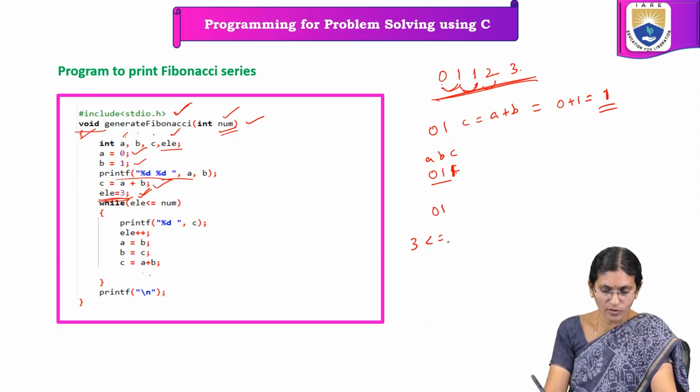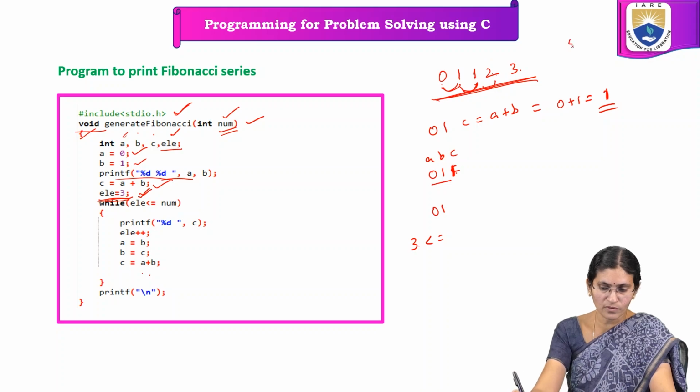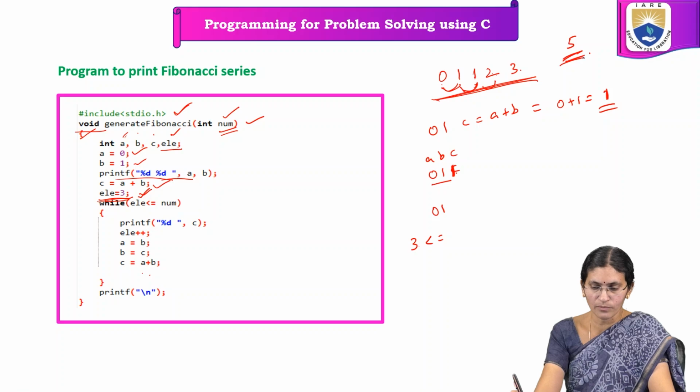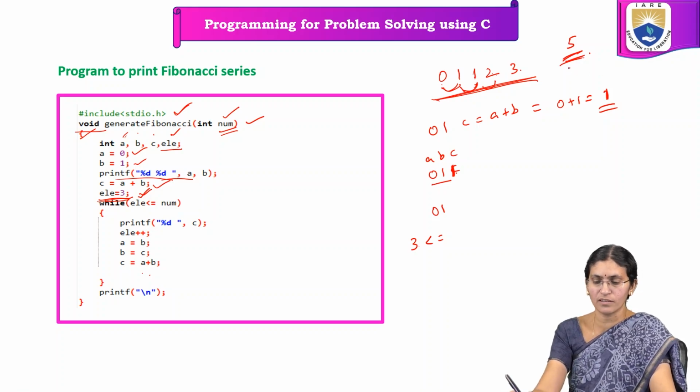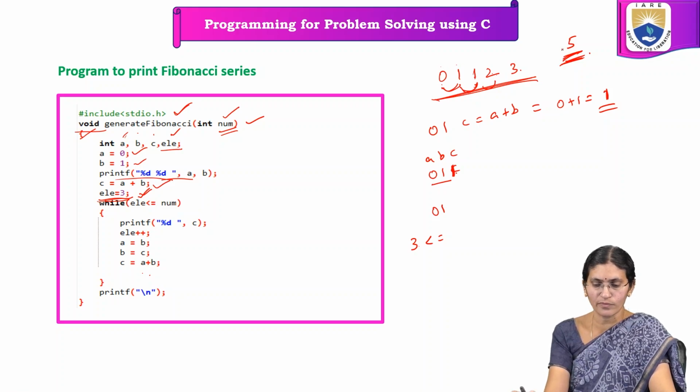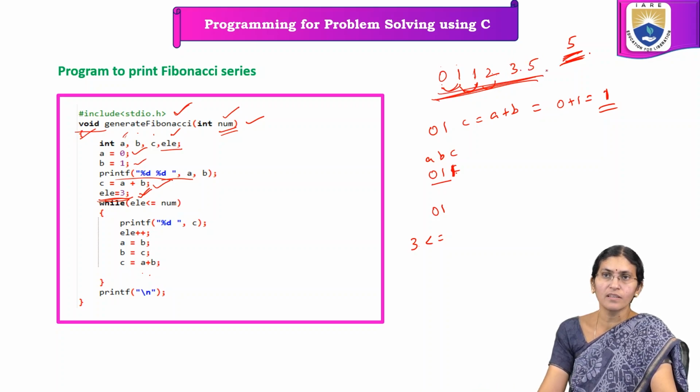So 3 is less than or equal to, suppose we have entered the number as 5. 5 is nothing but the number we need to enter. This 5 indicates how many elements are to be printed. So 5 means 0, 1, 1, 2, 3. The next number is 3 plus 2, 5. Till this, the value will be printed.